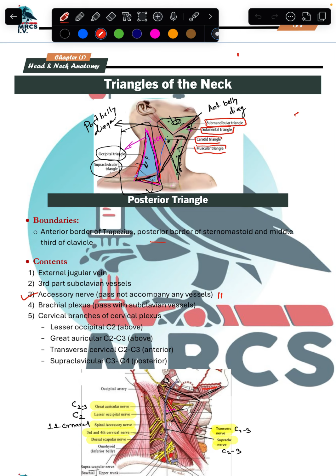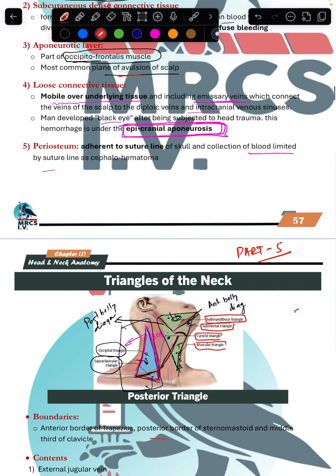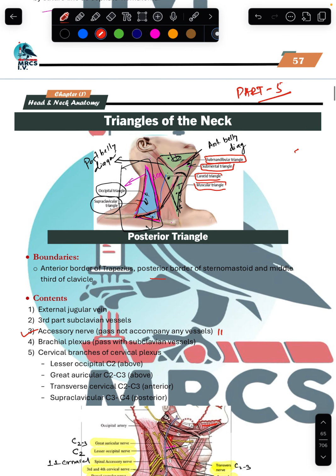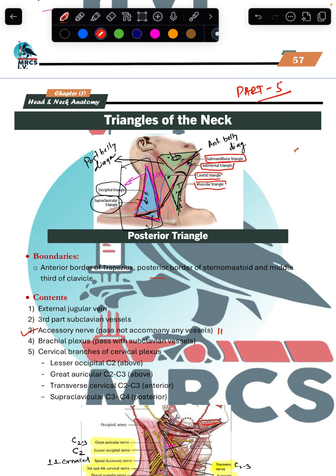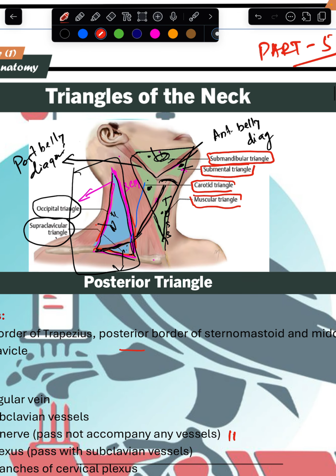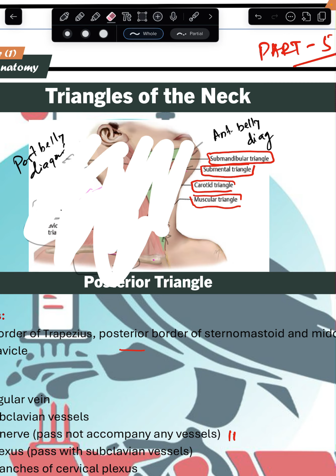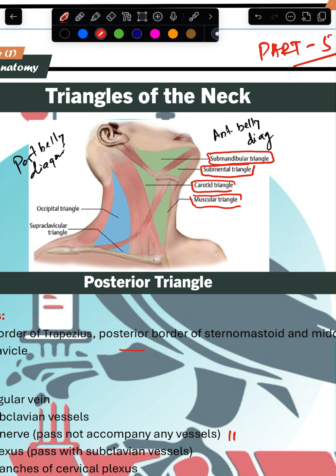So this is continuing neuroanatomy part 5. Okay, we have gone right up to the scalp, layers of the scalp. Now this is triangles of the neck. You can see the questions regarding triangles of the neck. This is the anterior triangle. Okay, the two triangles in the neck.